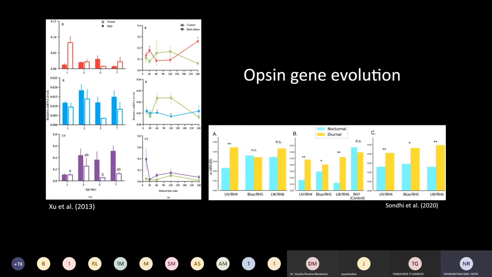And what another group of people also found out was that when you look at differences between male and female moth vision, then you see a very significant pattern as well. So for example, females have higher red.